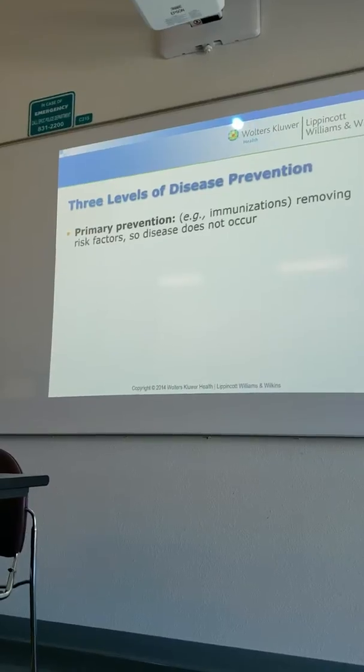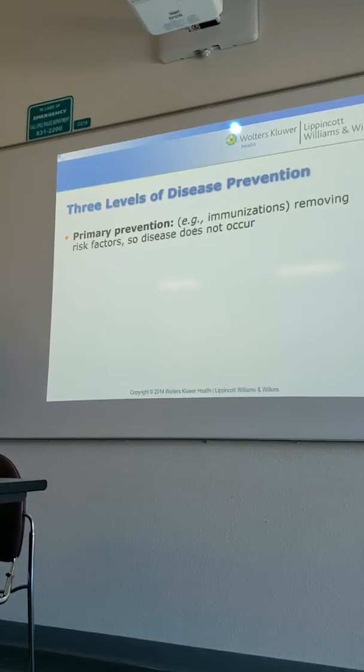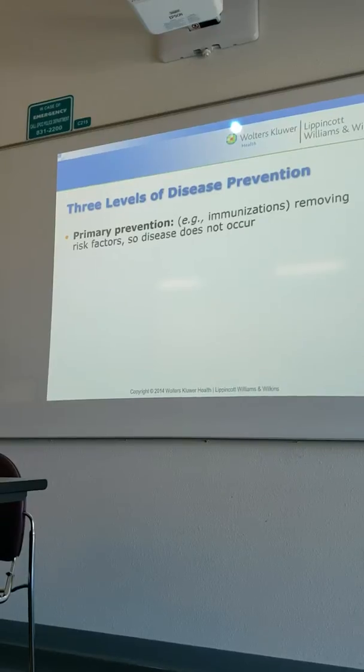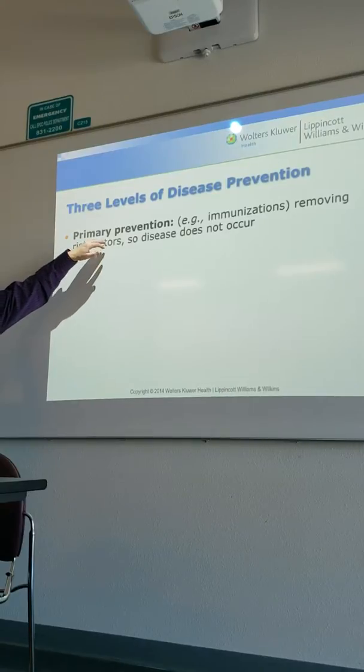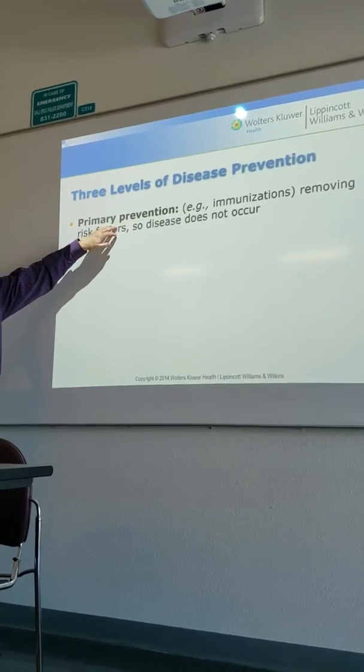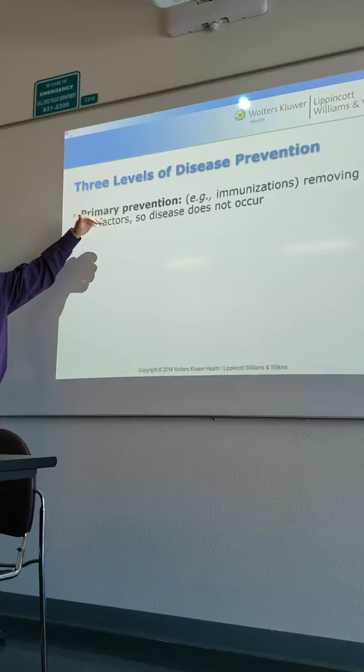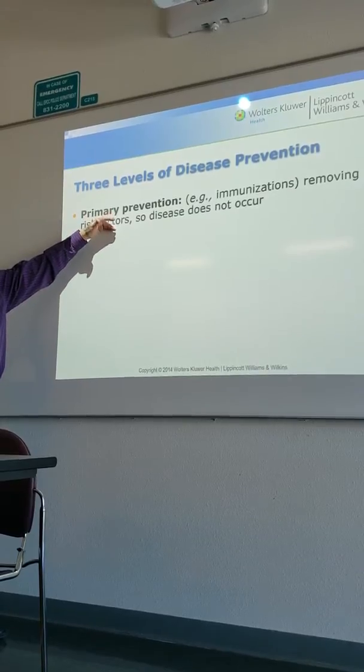Okay, levels of prevention. Primary prevention is what? Removing risk factors. Immunization, public awareness, anything that's gonna remove risk factors so the disease does not occur. Primary prevention is to stop it before it starts, or before you catch it.